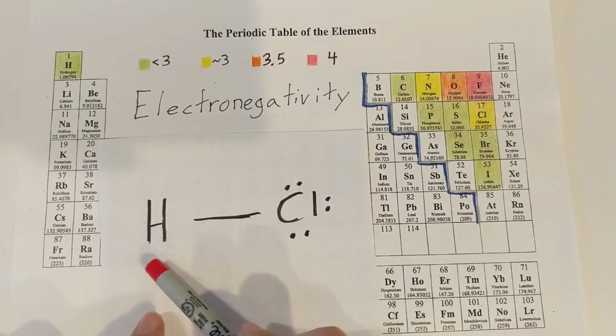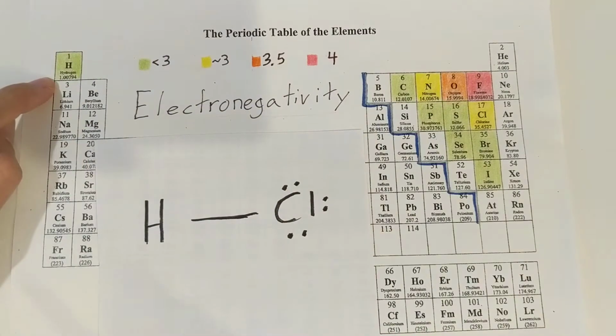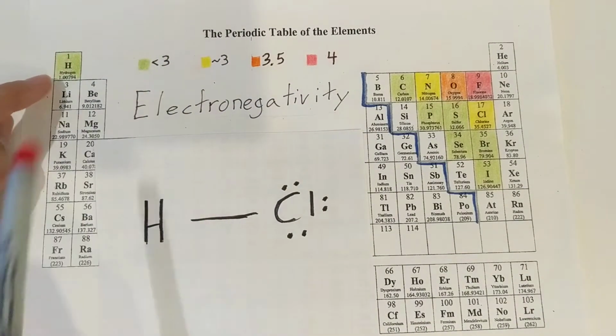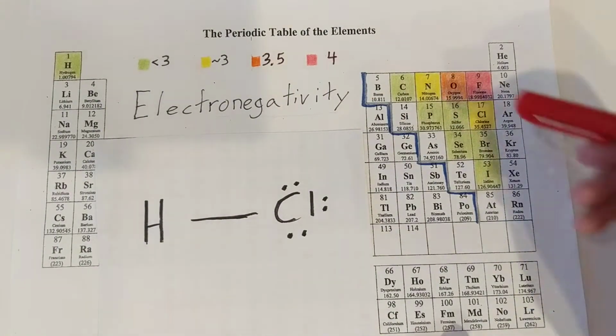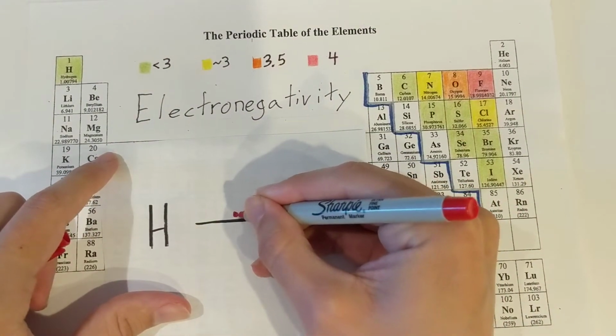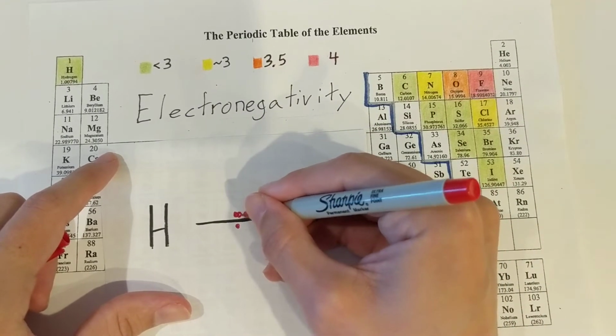So we could take a look here, hydrogen and chlorine. Hydrogen has a low electronegativity for a non-metal. It's got a less than 3 electronegativity. Chlorine is closer to 3, so it's higher. The electrons are going to be shared a little bit closer. Oh, I didn't draw that too good. A little bit closer to chlorine.